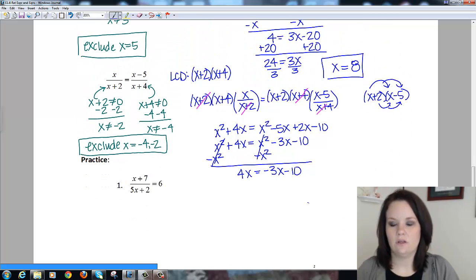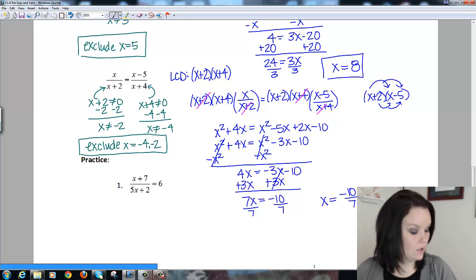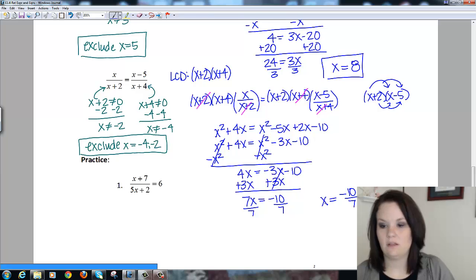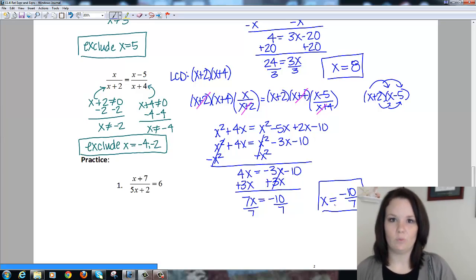Okay. So I'm going to add 3x to both sides, which gives me 7x is equal to negative 10. And then I divide off the 7, which gives me x is equal to negative 10 over 7. Okay. Which again is not one of our excluded values. Our only two excluded values were negative 4 and negative 2. So since we got something other than that, we're good.